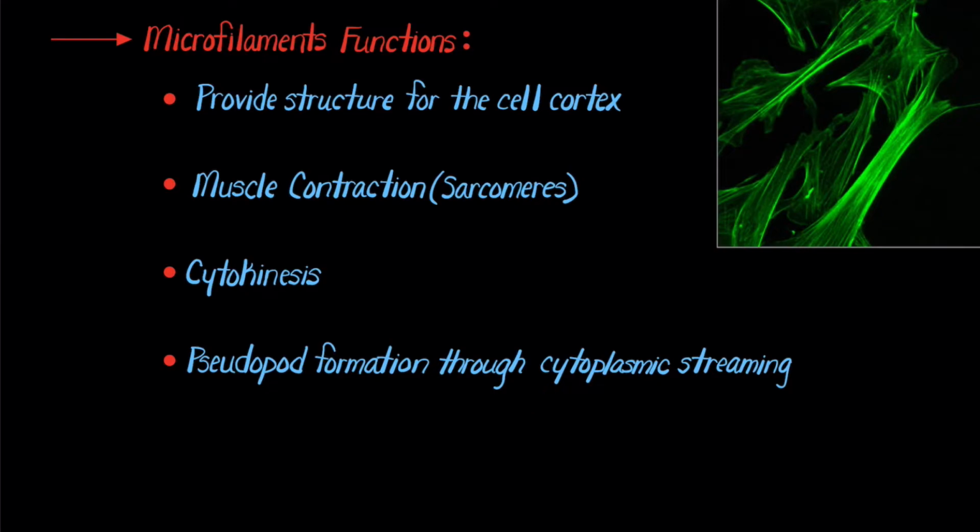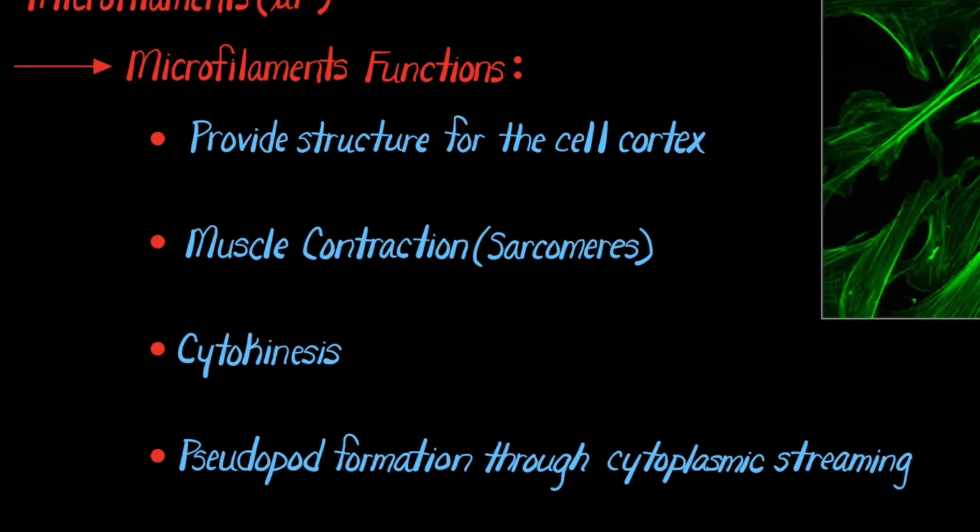So what do we see microfilaments functioning in? Well, they provide strength and structure for the cell cortex. They're also highly prominent in muscle contraction, which we see in sarcomeres. I forgot to mention, with regards to the cell cortex, there's a concentrated network of these actin filaments underneath the plasma membrane, and that's what the cell cortex is.